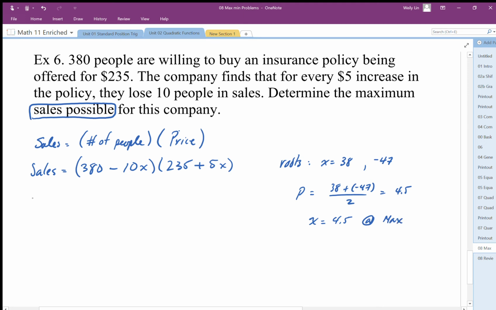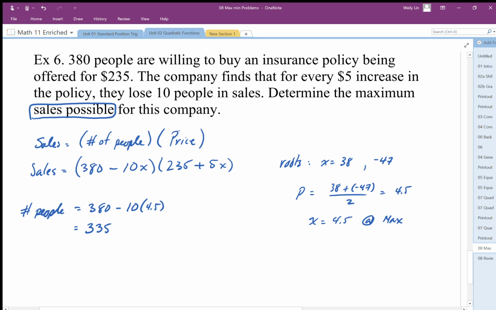Then I can calculate the number of people using that equation up here. So the number of people is 380 minus 10 times x, which is 4.5. So we're going to lose 45 people in sales. So we're going to end up with 335 people in sales.